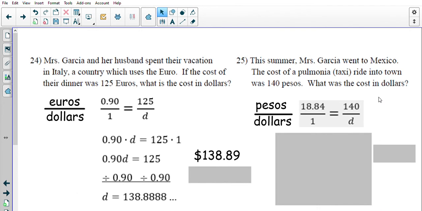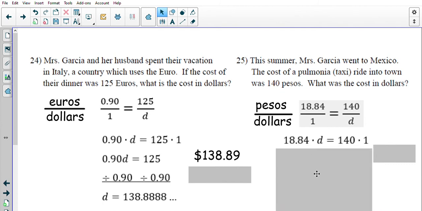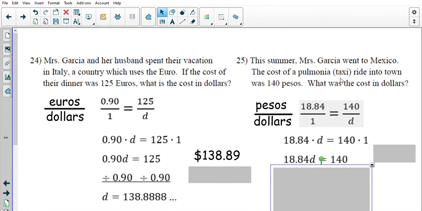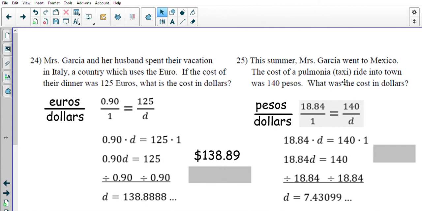was 140 pesos. So I know when we were in Mexico, it was very surprising to me how high the prices seemed, but it really isn't that much in US dollars when you convert because of that conversion rate being such a large number compared to 1 US dollar. So we'll take 18.84 times D, that's equal to 140. 140 divided by 18.84 will get us 7.43099, etc. So about $7.43. So again, even though it was like 140 pesos, that seems like a lot, that's really only $7.43.